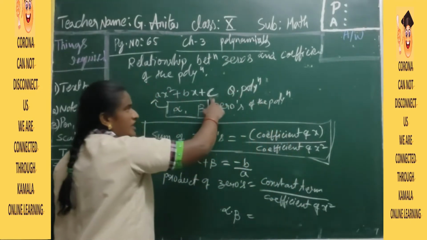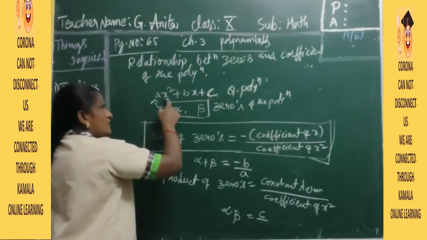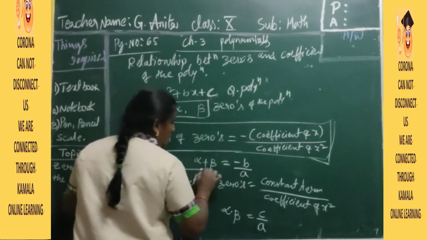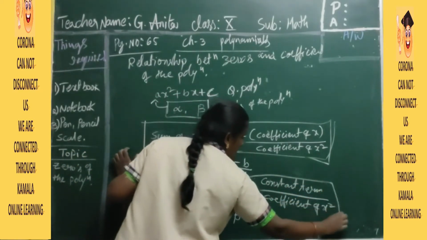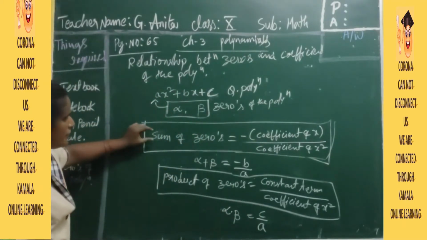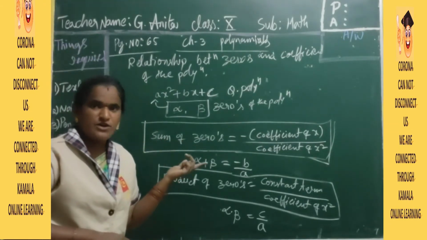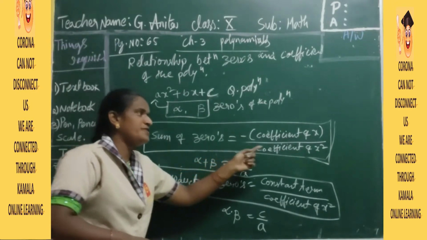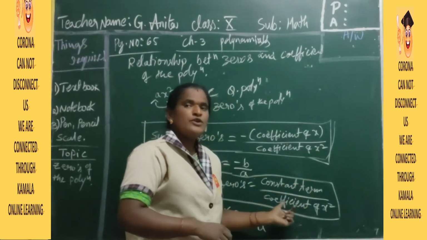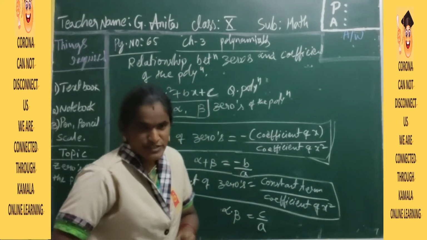What is the constant term? Here C is the constant, by the coefficient of x square. What is the coefficient of x square? A. So C by A. The formula is product of zeros is equal to constant term by coefficient of x square. You have to remember these two formulas. Sum of zeros is equal to minus of coefficient of x by coefficient of x square. Product of zeros is equal to constant term by coefficient of x square. Clear, children? I hope everyone understood.